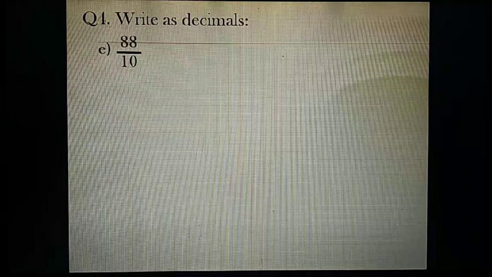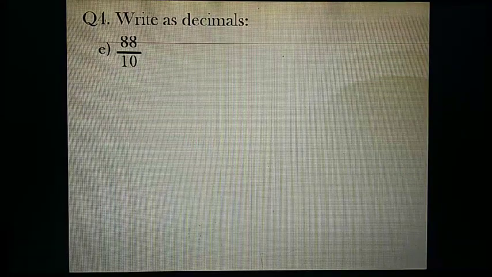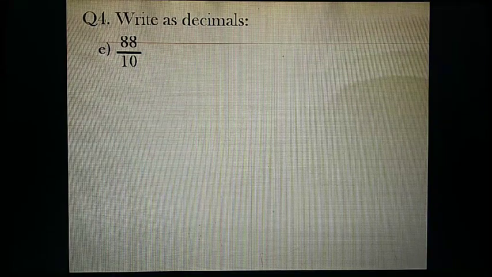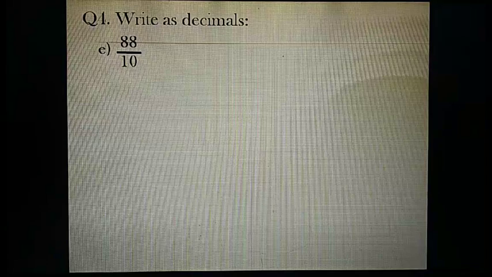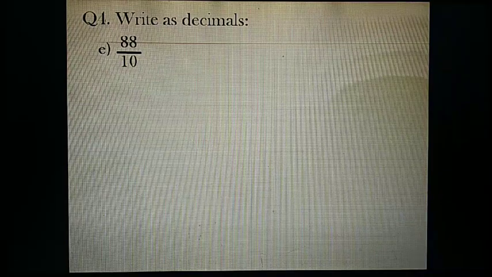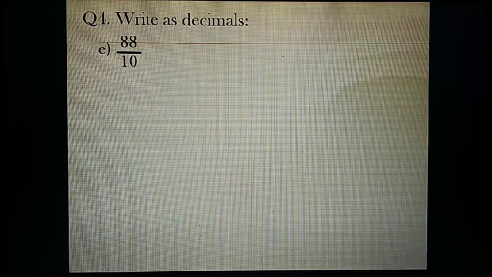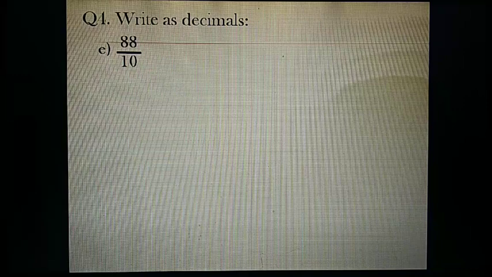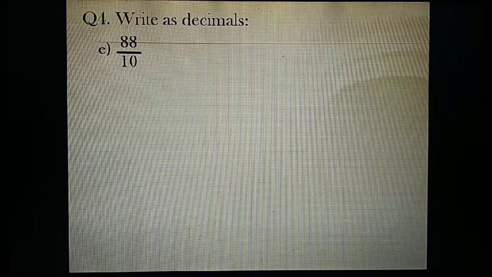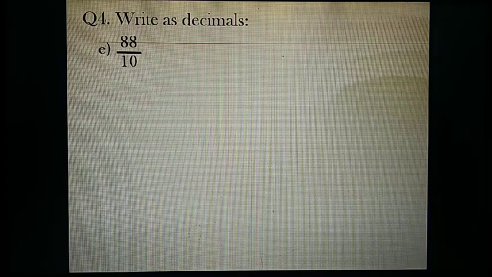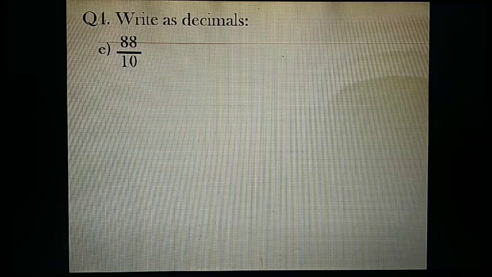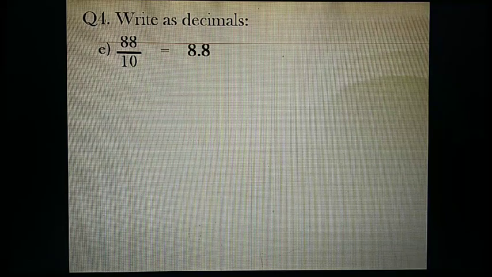Here the next fraction given to you is 88 upon 10. Here, instead of the place value chart, we will convert the given fraction to a decimal directly. As there is one 0 in the denominator, we will put a point after one digit from the right. The number in the numerator is 88, so the answer will be 8.8.